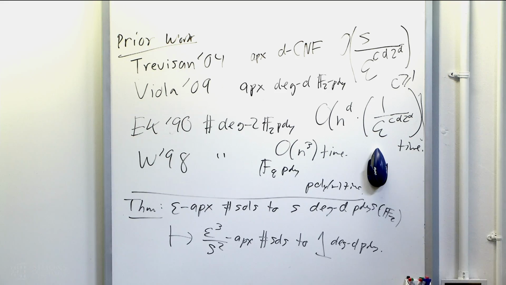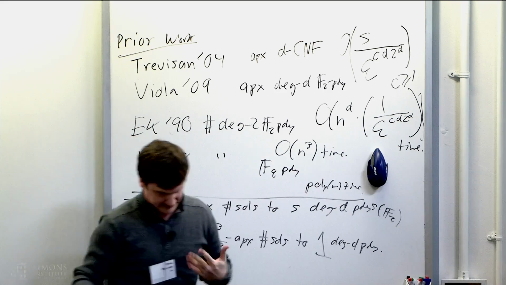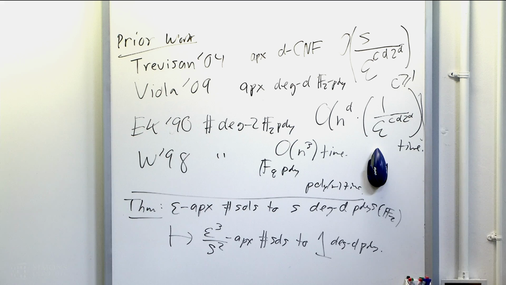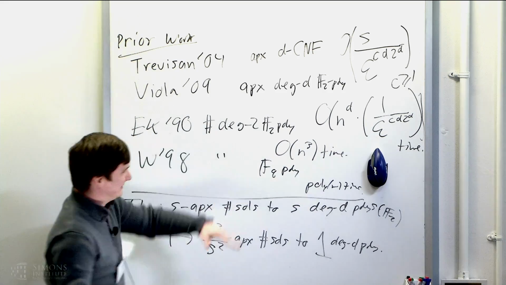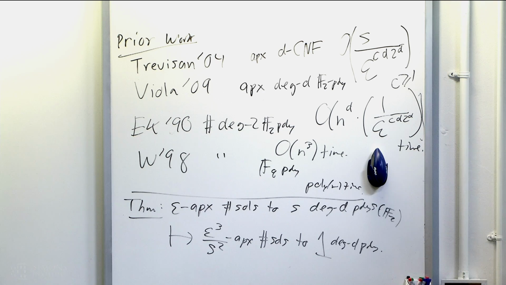It would work independent of the degree D. Systems seem much harder to count solutions to than a single one, especially in this case. So it's nice, and I hope there's more to say in this direction. Any questions so far? All right.